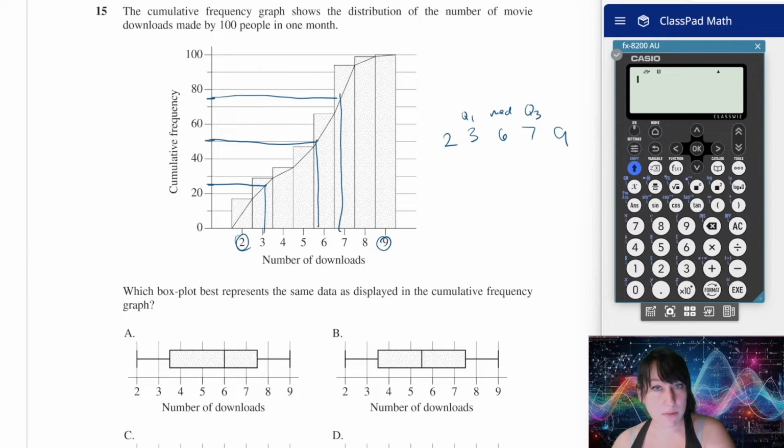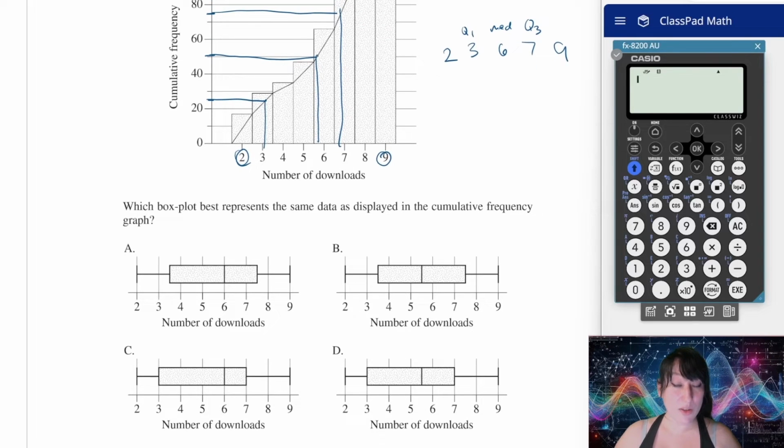So that's our 5-number summary and what we should see in our box plot. We know they all start and end at 2 and 9. So we're looking for the box starting at 3, the middle line at the 6, and the top of the box at the 7. So the correct answer will be C.